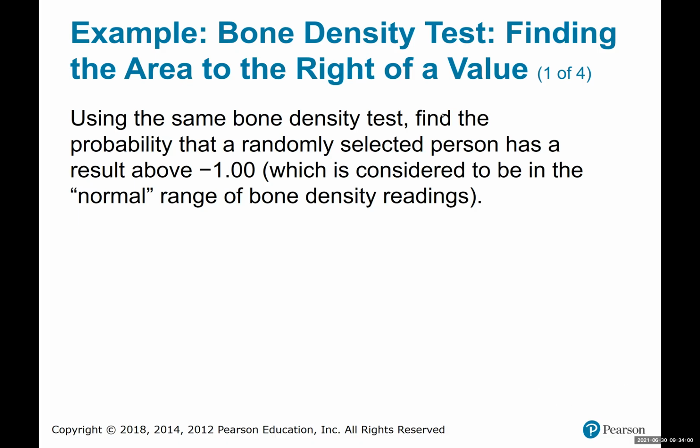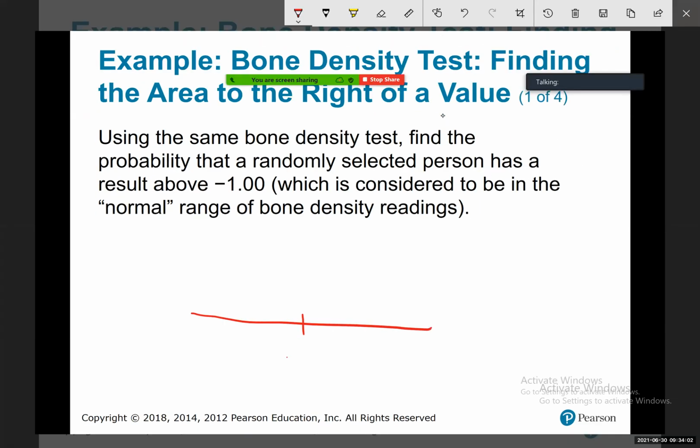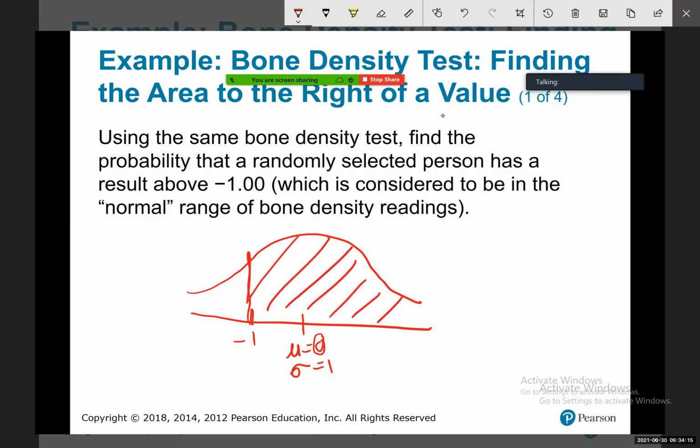So here was the graph. Mu is 0. Sigma is 1. -1, if this is 0, so -1 is a little bit below. If this is the curve, above -1 would be this. You just need to roughly graph it, but please graph it. Without graphing, it's very difficult to get right answers.